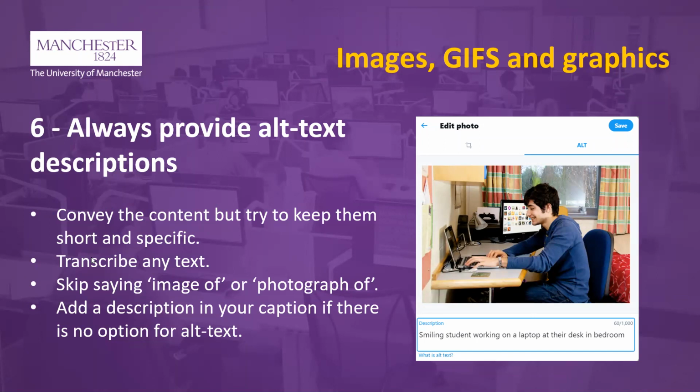Always provide alt text descriptions. So alt text is alternative descriptions. Where possible, any important information in an image needs to be described in alt text for visually impaired users. It allows people to visualize images where they can't see them. Missing or ineffective alt text is reported as one of the most problematic aspects of web accessibility. So this is a particularly important one to get right, I think.